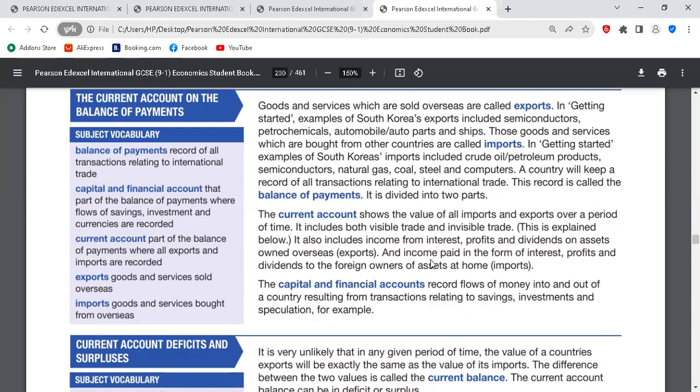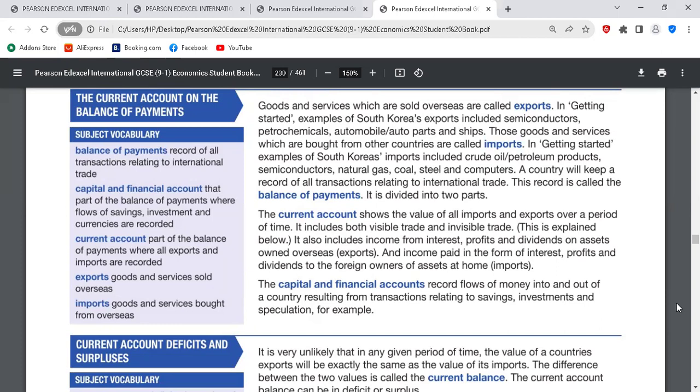When we talk about the value of exports, we're talking about both goods and services. Do you get it? The value of goods exported, the value of services exported, the value of goods imported, the value of services imported. This is what the current account records. Is it clear? It includes visible trade, which means goods, and invisible trade, which is services.